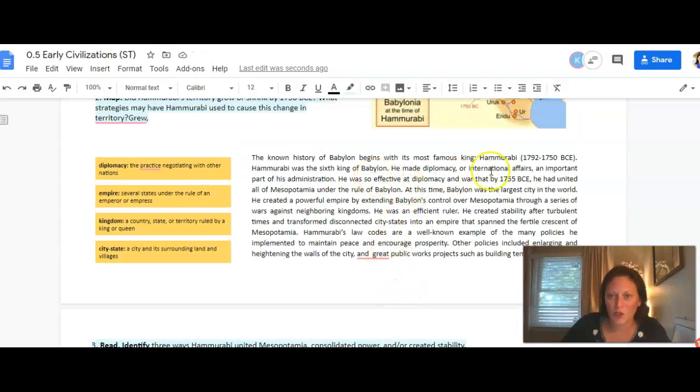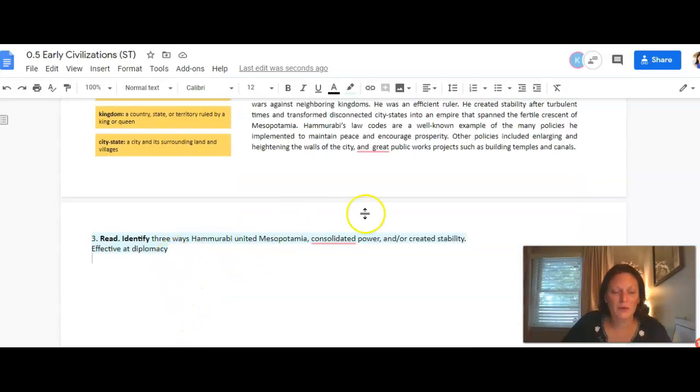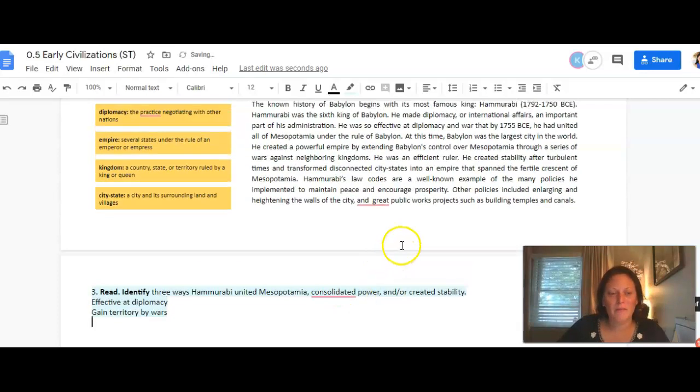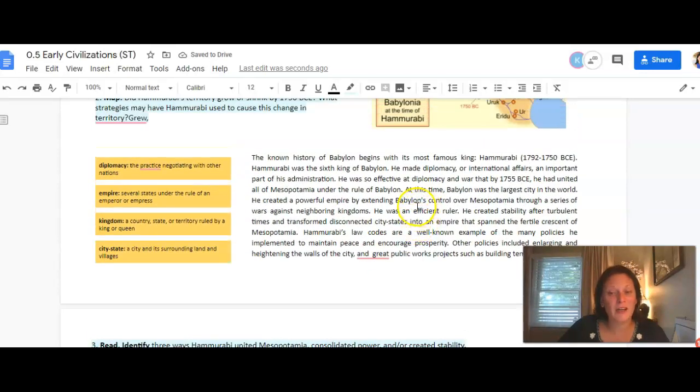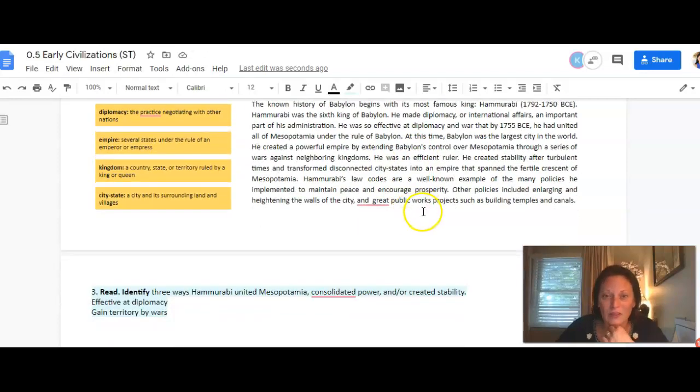All right, so let's continue to remember what we read. He had united all of Mesopotamia under one Babylonian rule, and at this time, Babylon was the largest city. He created an empire by extending Babylon's control over Mesopotamia through a series of wars. So, coming down here, he was also effective because he gained territory by wars, say something like that. So he was very effective at coming in and taking the neighboring kingdoms.